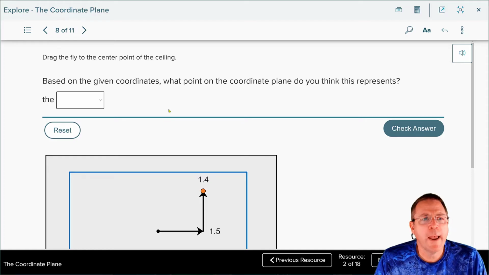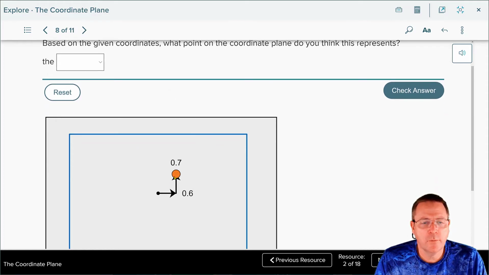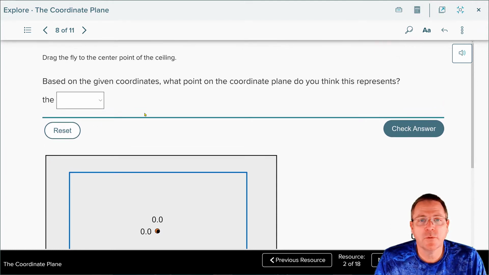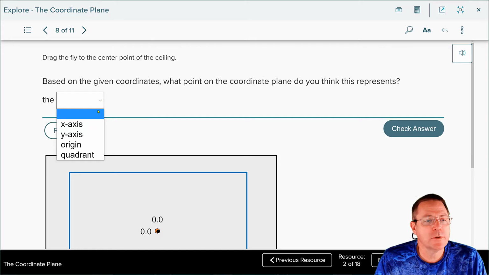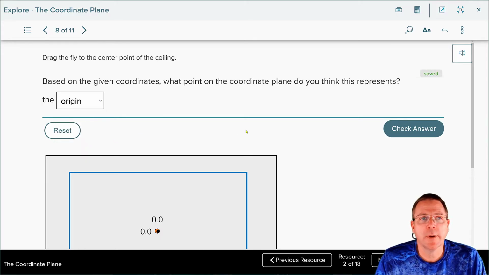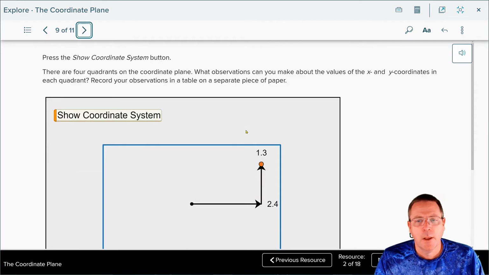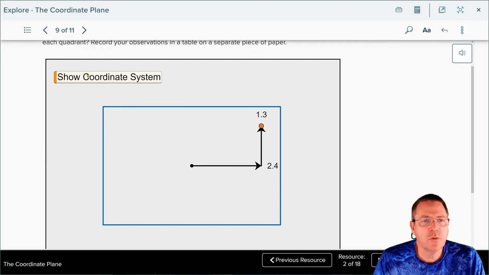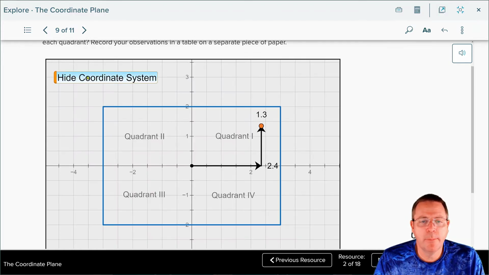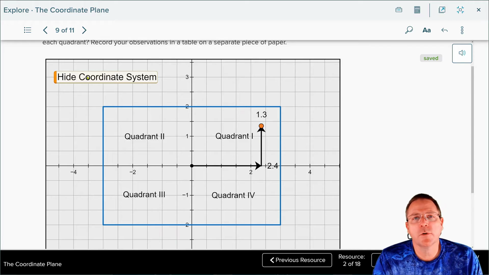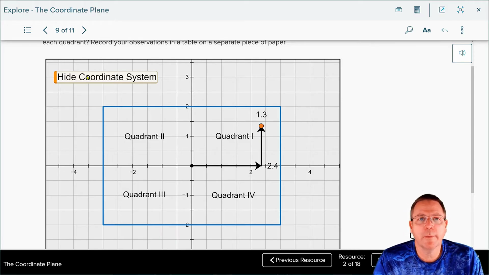Now it says to drag the fly to the center of the room, so right there, and based off of that location of the coordinates 0, 0, what do you think this represents? And that's going to represent the origin, as I just said when I was talking to you about it. Easy math. So now we're going to press the show the coordinate system button, and boom, all of a sudden we have turned this room into a coordinate plane.